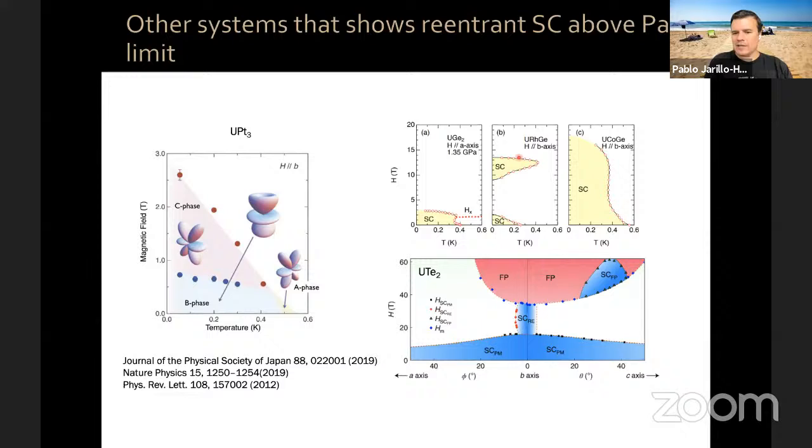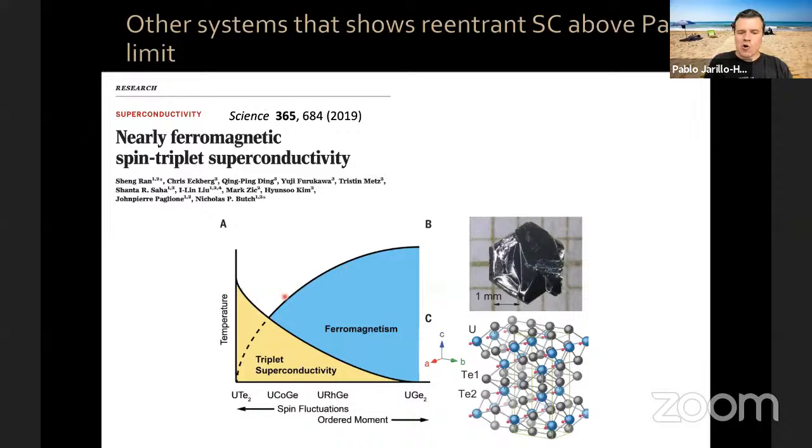Lately, the latest member of the family is uranium ditelluride, which exhibits a super high field reentrant phase in superconductivity. Here it violates the Pauli limit, and here it exhibits a field polarized phase at high field. These superconductors are either ferromagnetic superconductors, or in the case of uranium Te2, it is at the critical point, a spin triplet, nearly ferromagnetic but not actually ferromagnetic superconductor, okay? And they see this transition to a field polarized phase at high field.